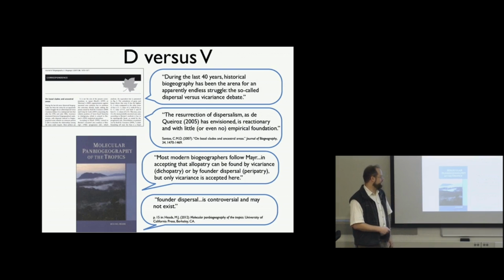Another quote from this guy, founder dispersal is controversial and may not exist. And the reason people don't like founder dispersal is it seems like it's kind of an ad hoc explanation. You can just postulate a rare event and get things distributed around the planet. And you could sort of explain anything that way, right? If you're willing to say, well, once in a bajillion years, you have some freak event, some storm, tornado picks up the frogs and moves them across the ocean, whatever it is, and all these things have been proposed. Maybe that's not scientific. Maybe the only thing that's scientific is using vicariance as your explanation. So that's the argument back and forth.